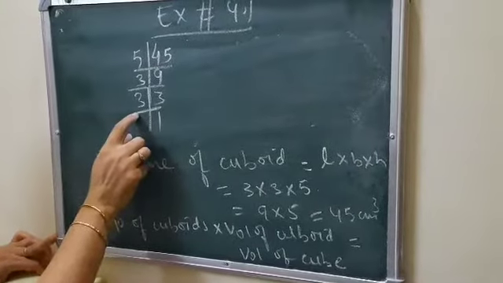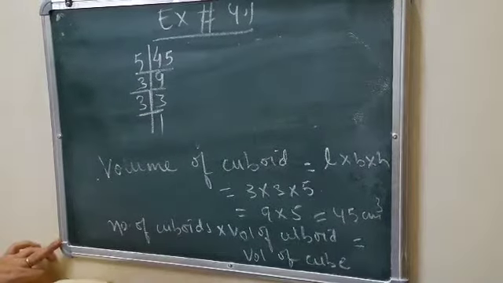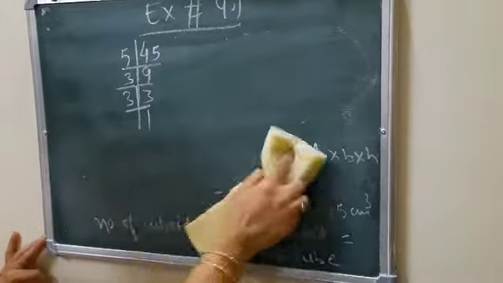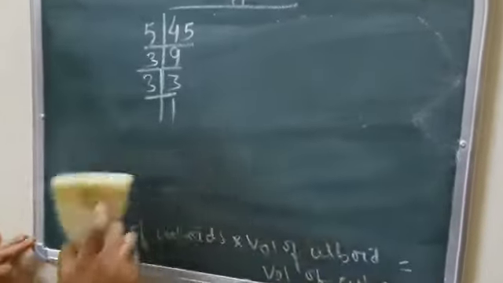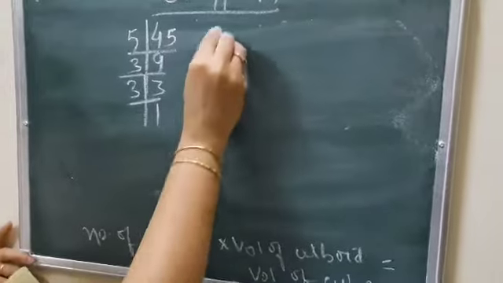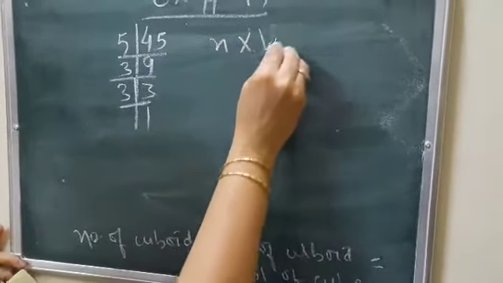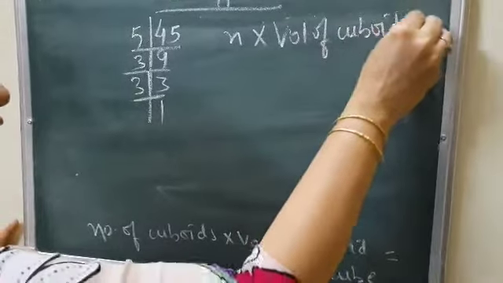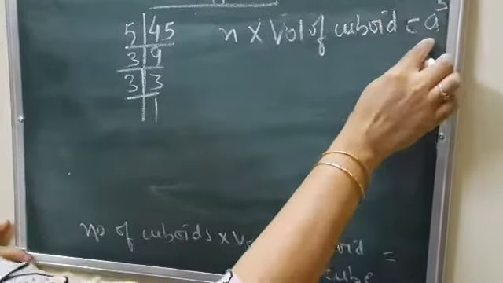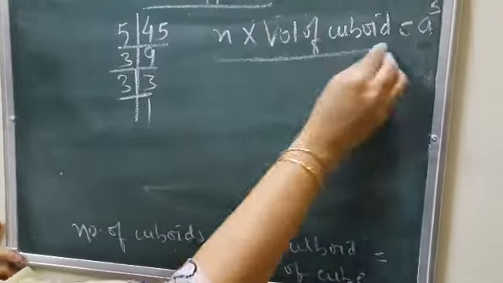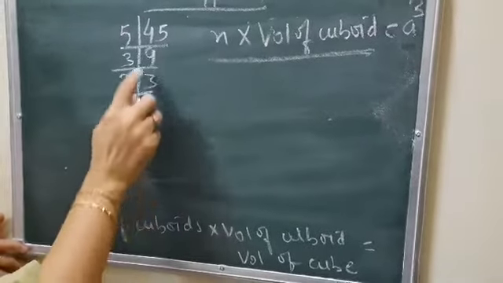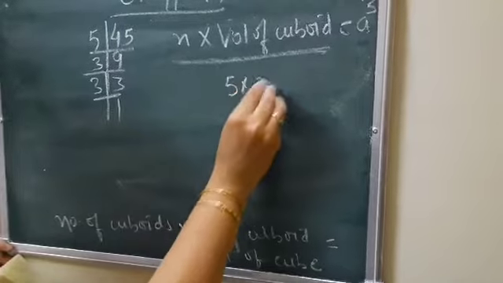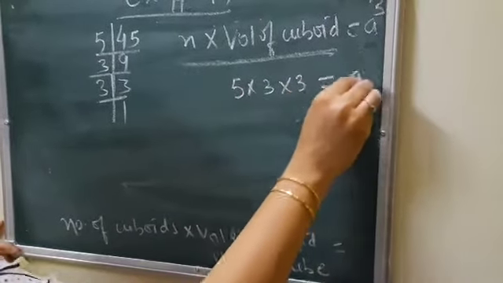What do we require? We require 1 more 3 and 2 5s for making it a perfect cube. Now you can see that we can write this as n into volume of cuboid is equal to volume of cube, which is a cube. That means we want this to be a perfect cube, right? Volume of cuboid is 5 into 3 into 3, equal to a cube.